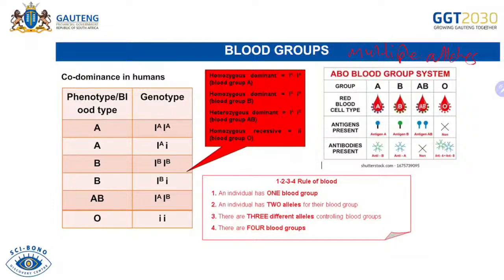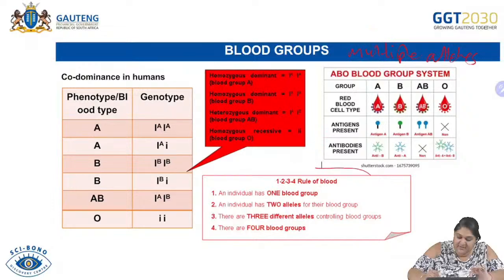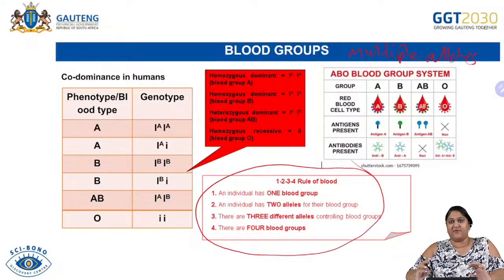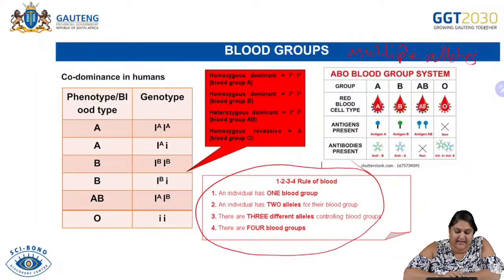Right, so what we need to understand here is this rule. This one is very important. Please make sure you know it. It's the 1, 2, 3, 4 rule, so that you can understand that we have one gene, we have two alleles, we also have dominant and recessive alleles, we also have complete dominance happening here, and we have co-dominance. I'm going to explain to you why now, just to remind you. So here we've got the blood groups.